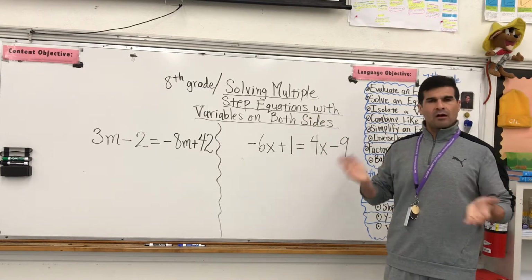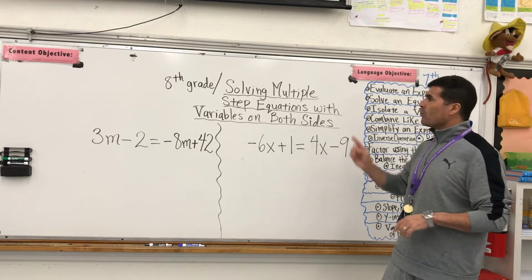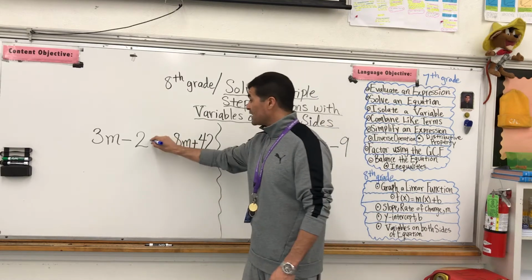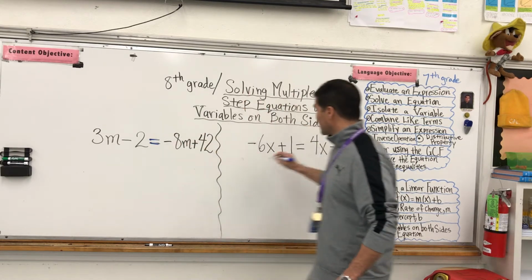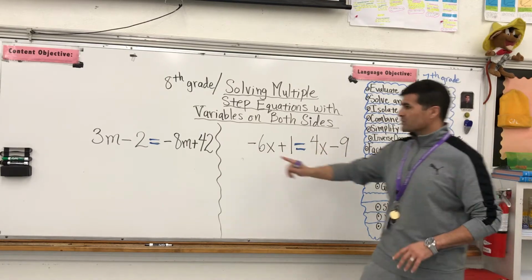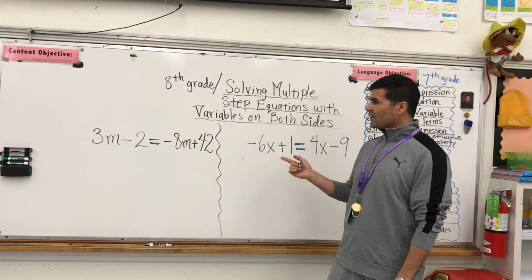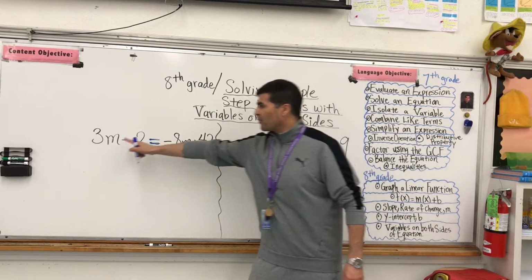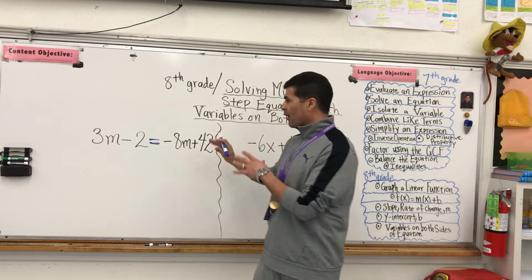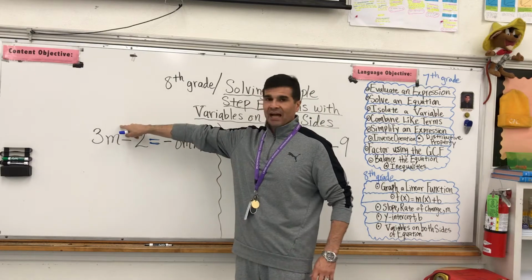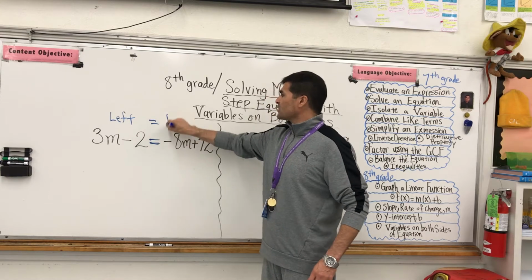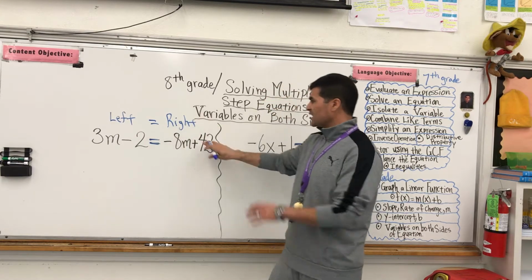Now, some of you guys are like, on both sides of what, Mr. Gonzalez? Well, what makes an equation an equation? Very simple. Equations have equal signs. Without the equal sign right here, this equation wouldn't exist. So we need equal signs to have equations. There's a number for this variable m, and we want to figure out what that number is. We want to figure out what number makes the left side of this equal sign the same as the right side of this equal sign.